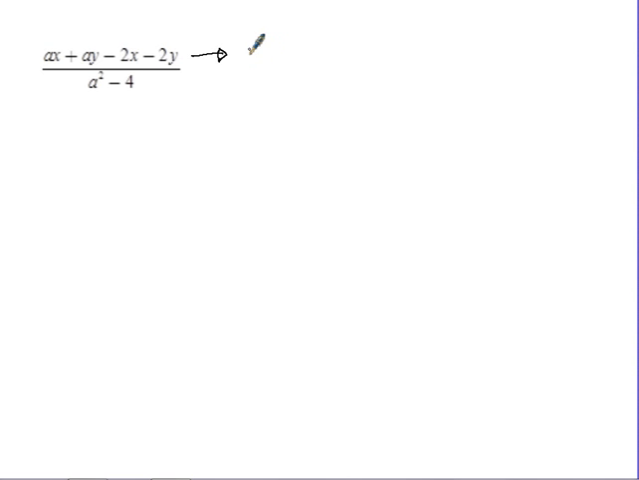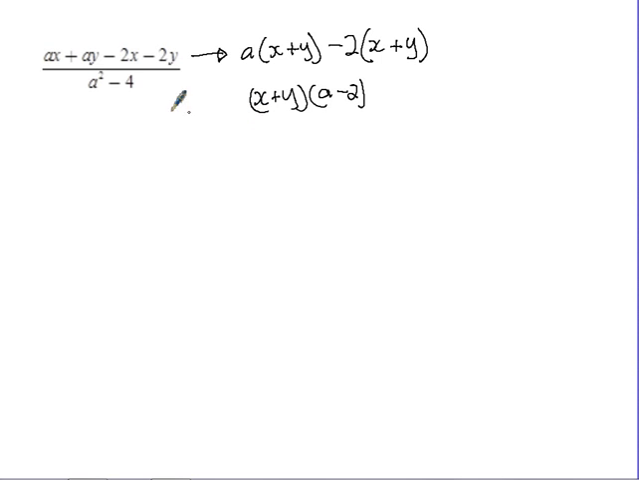In the numerator, the first two terms have a in common. So you'll have a into x plus y, minus the last two terms, for which we'll take negative 2 in common. So negative 2 into 2x equals x, and negative 2 into minus 2y equals positive y. And then we realize there is a common factor here now of x plus y. So then we have x plus y into a minus 2. That's the numerator factorized.